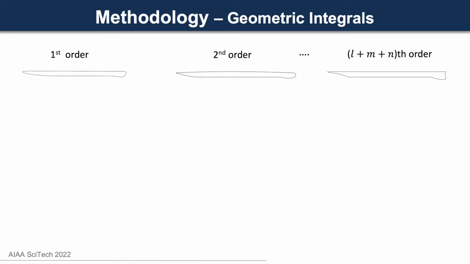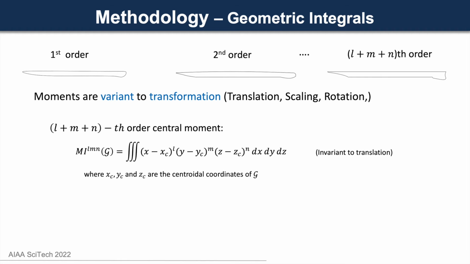Here are some of the representations of the geometry. For the first order, we will capture some information, and when we move to the second, we will capture more information, and as we continue moving towards the nth order, towards the infinity order, we will capture more and more information about the geometry.